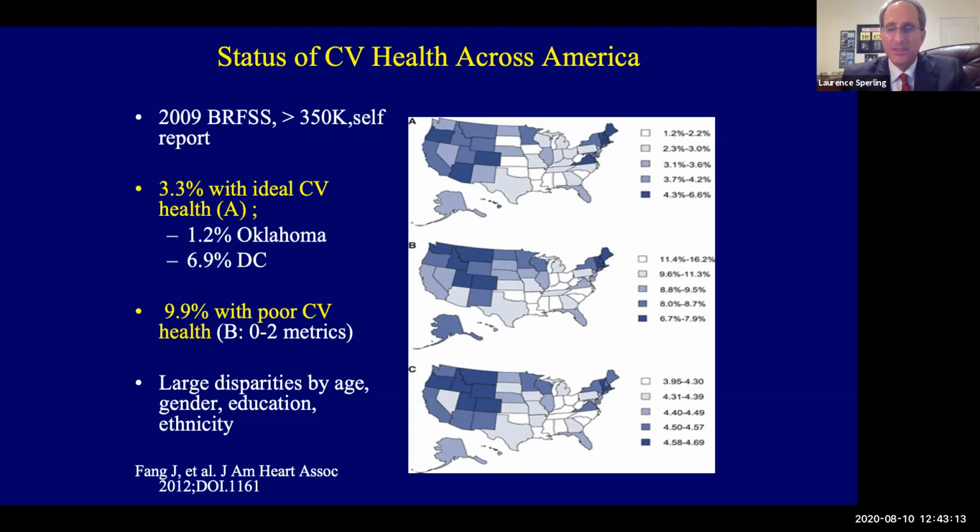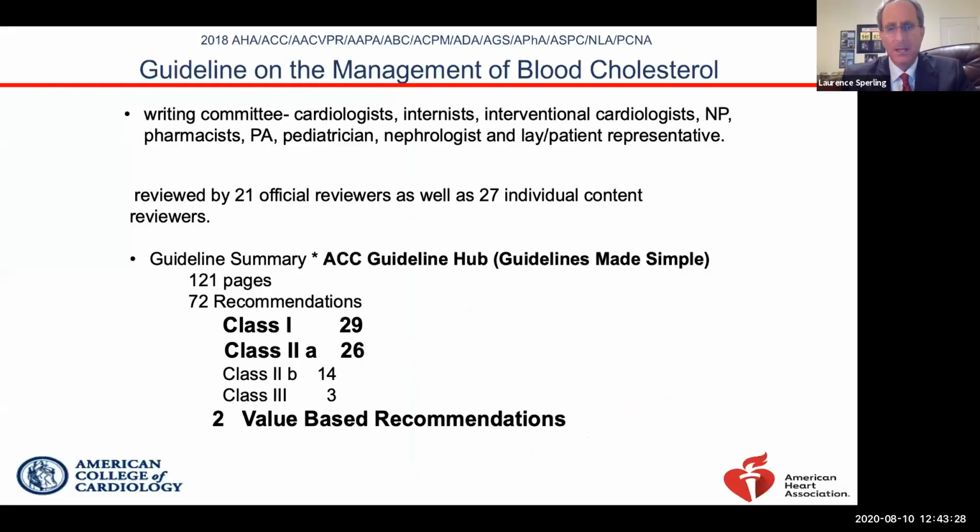Americans right now, only 3% of Americans have ideal cardiovascular health. This is through the AHA Simple 7. And about 10% of Americans have poor cardiovascular health with disparities by age, gender, education, and ethnicity. And that last slide was from the Behavioral Risk Factor Surveillance Survey, 350,000 Americans.